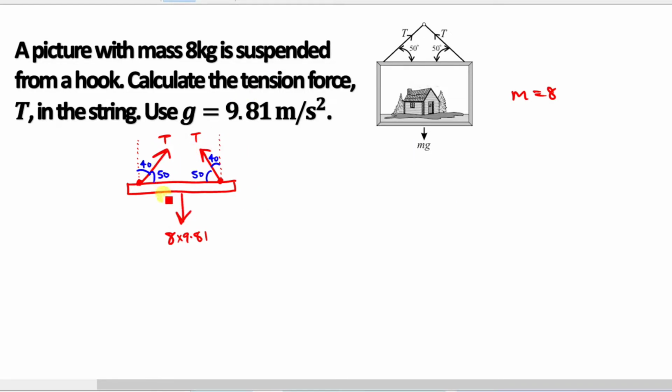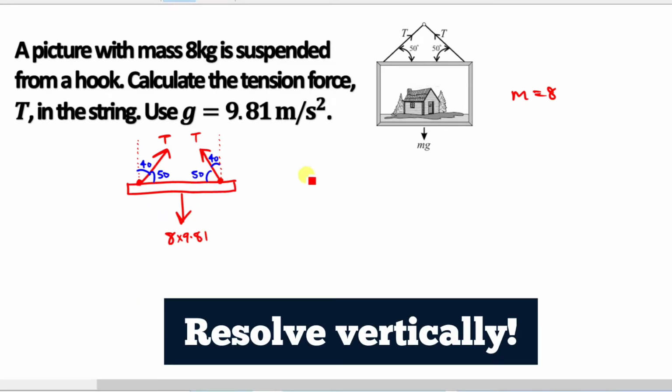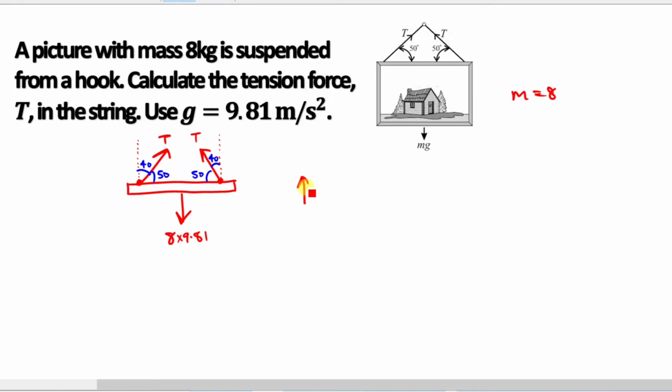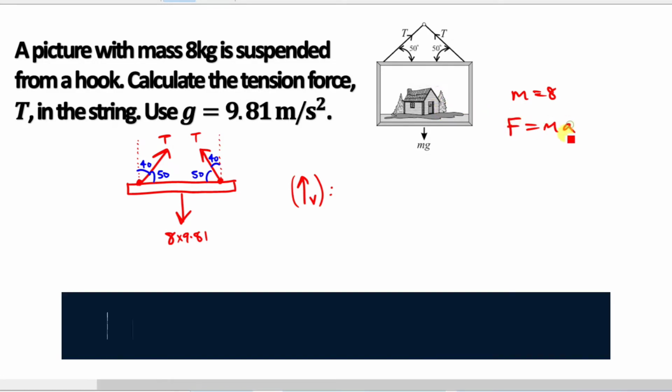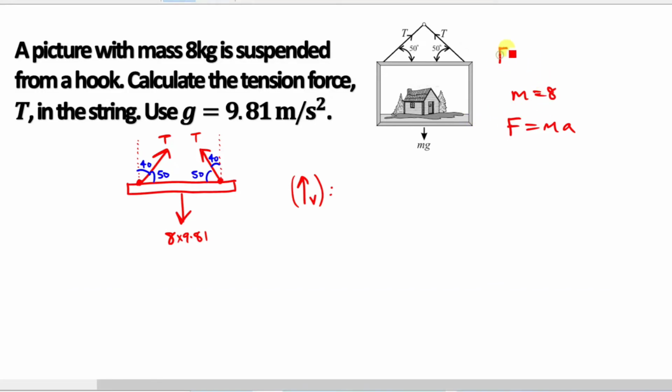Now, what we want to do is firstly resolve vertically, yeah? So up and down. What I always do is put this arrow telling us the direction of the positive values, and I put this V, meaning vertical. Now, we're going to stick to a casual formula. We should always remember F equals ma, yeah? This is the classical force equals mass times acceleration. Because we're resolving vertically, we're going to change this F to all the vertical forces, equals mass times the acceleration going upwards or downwards.